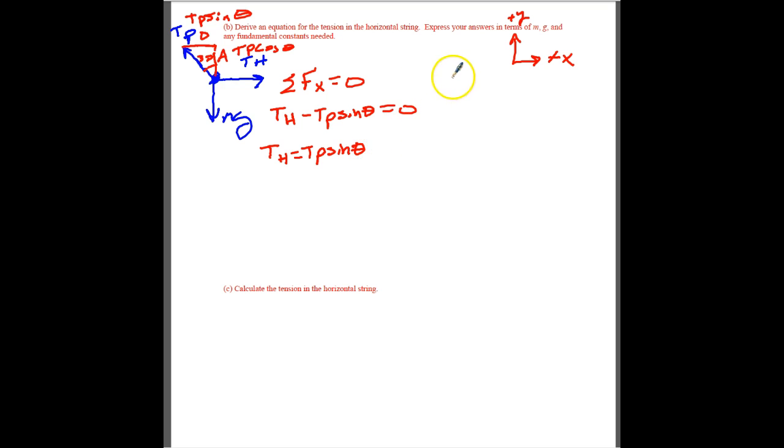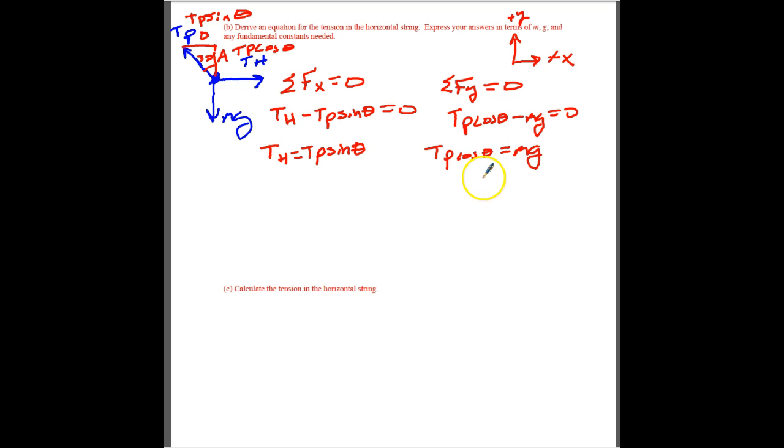Next thing we're going to do is the sum of the forces in the y direction, and that should be equal to 0 since it's at equilibrium. Going up, we have TP times the cosine of the angle minus mg, and that's equal to 0. So TP cosine of the angle is equal to m times g.